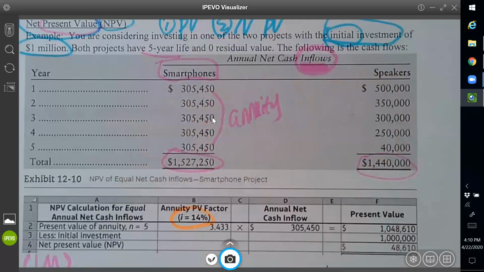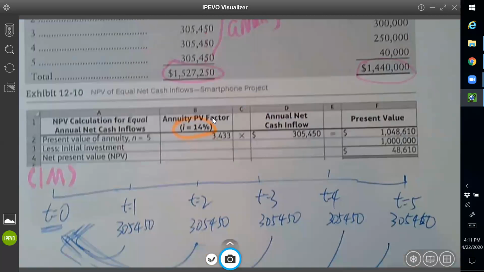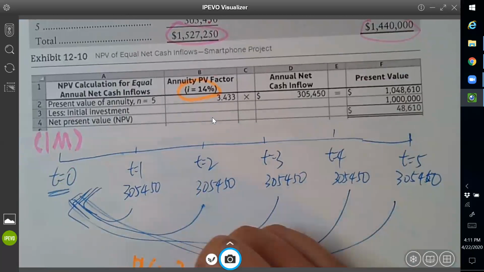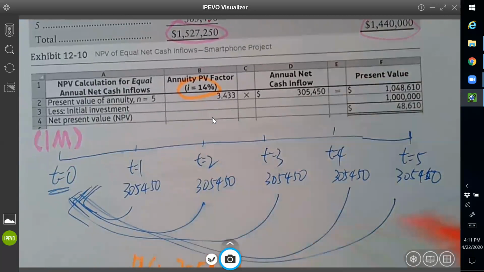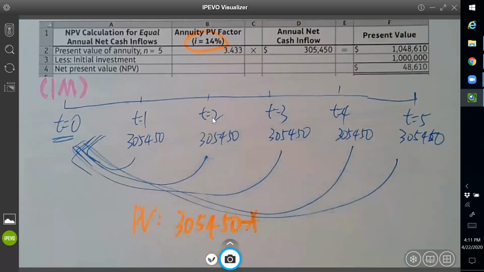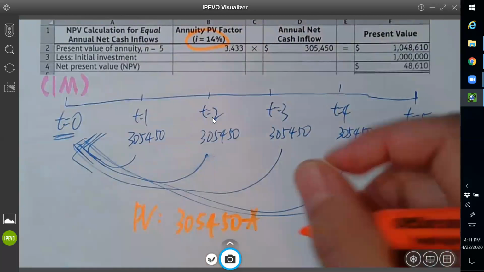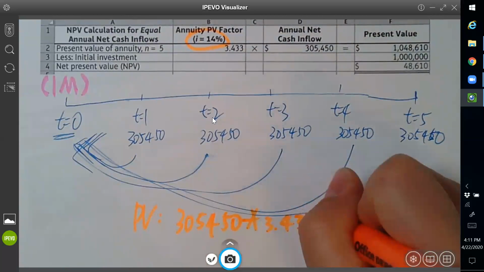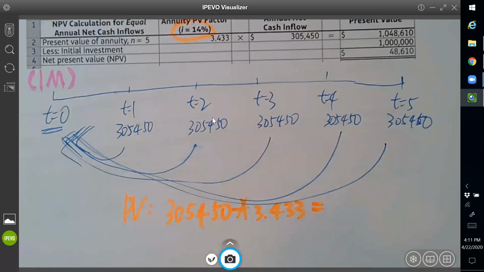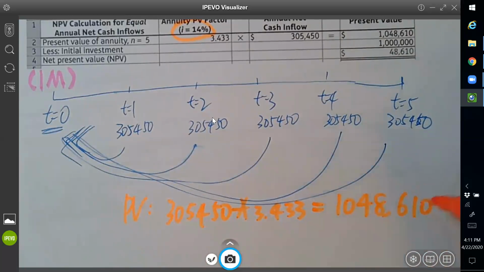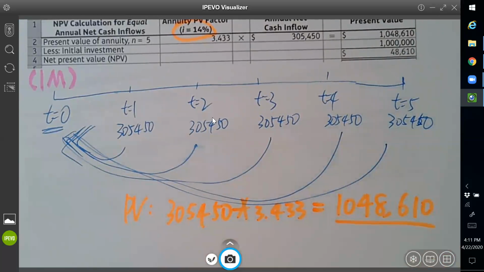So my present value of all these 1, 2, 3, 4, 5, right? So my present value will be 305,450 times my discount factor of 14%, 5 years, 3.433. I get 1,048,610. So that's the present value of the discounted cash flow.